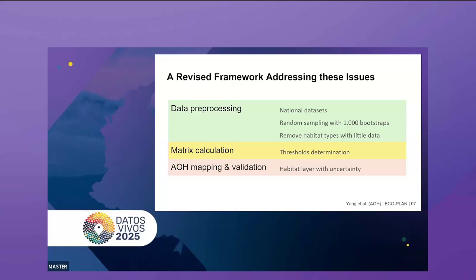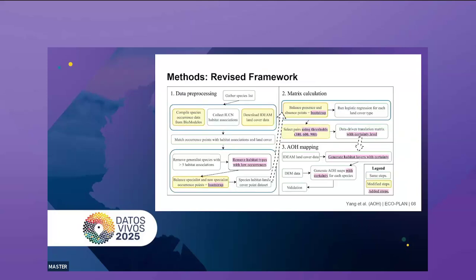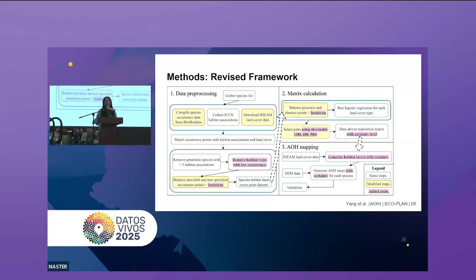For matrix calculation, we improved on the thresholds determination method, and using those translation matrices calculated from the 1,000 bootstraps, we created habitat layers with uncertainty level information and used these layers to create AOH maps and validated these maps. And this is a more comprehensive workflow of our framework. As you can see, the yellow boxes are the ones where we did some modification based on the global framework. The pink shaded ones are the added steps, such as the bootstrapping steps.